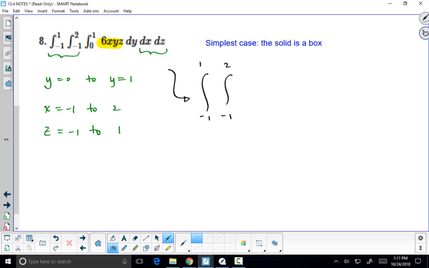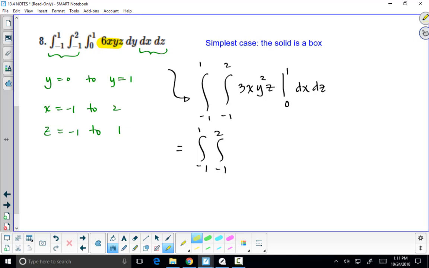Fubini. So we're going to integrate with respect to y, so we get 3x y squared z, 0 to 1, dx dz. So this is just like we did with the double integral. We just do one at a time, working from the inside out. Nothing very complicated here. Now the next step is to substitute. We just have to make sure we go in for the right variable. We integrate with respect to y, so we're going to replace y with those limits of integration. And x and z are held constant. So we're going to get 3x times z.